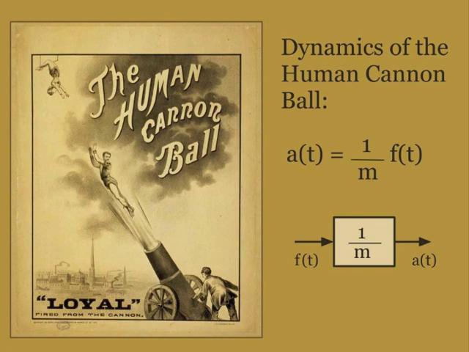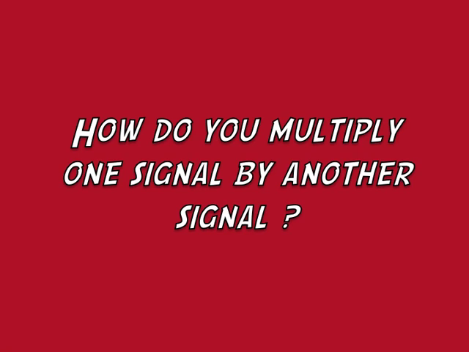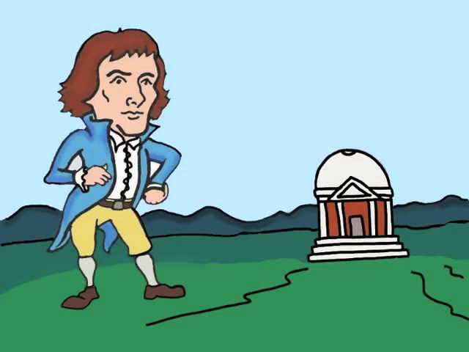And we can show that in a block diagram, as in the figure at the bottom. F of t is the input going into the block, A of t is the output coming out, and 1 over m is the constant relating the two signals. So multiplying a signal by a constant is really quite easy. How about multiplying a signal by another signal?